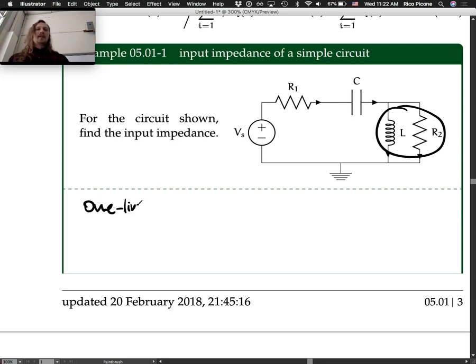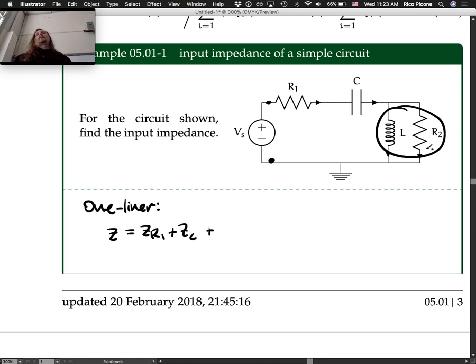One-liner. We want the impedance from there to there, the impedance of the whole thing. So we've got to combine these three things together. It's going to be the impedance of R1, so I would just say Z equals ZR1. And then they're in series, so plus ZC.